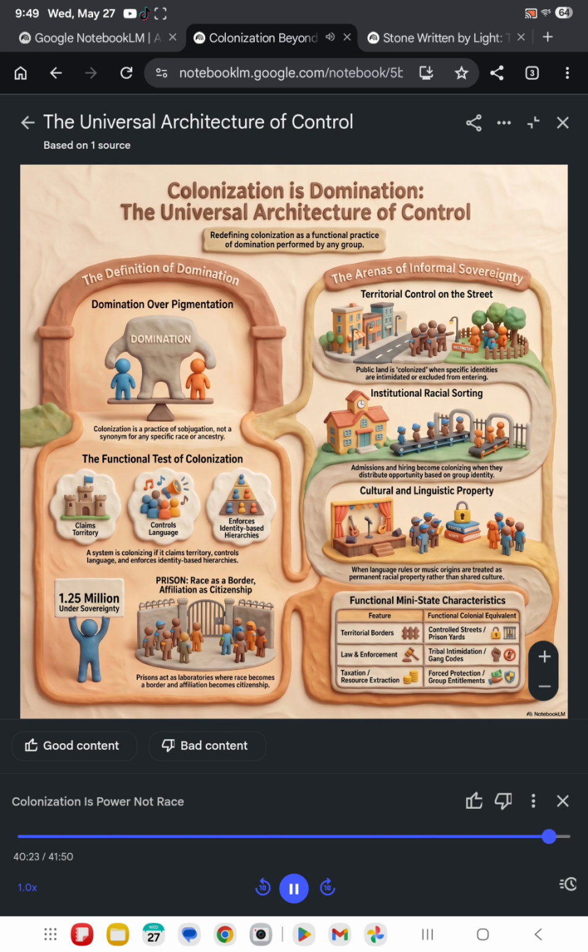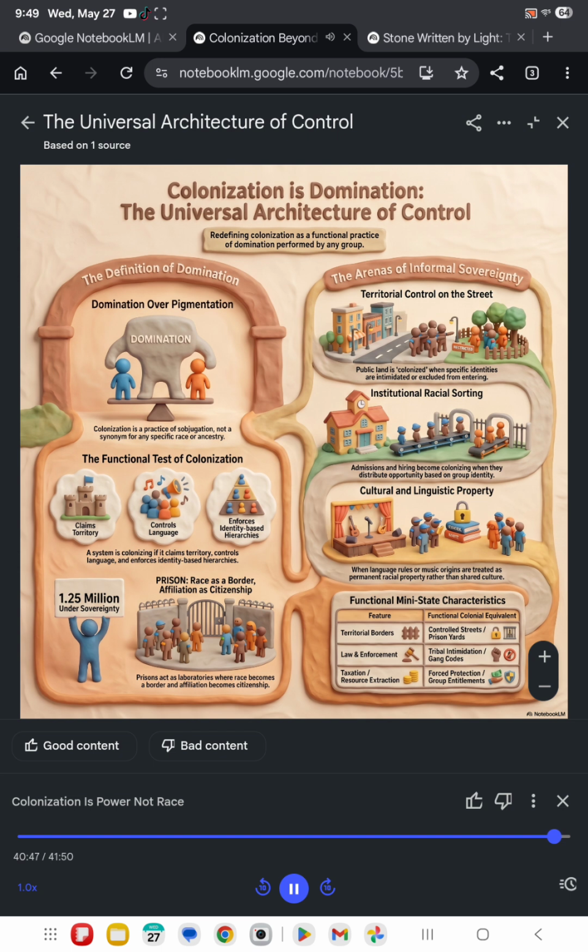And when you look at them, ask yourself the universal moral test the text provides. Does this structure dominate, subordinate, exclude, extract, or govern based on human identity? If the answer is yes, then regardless of who is in charge, regardless of their historical grievances, and regardless of their stated intentions, that structure is colonizing in its function.